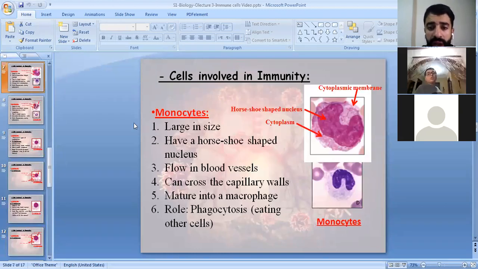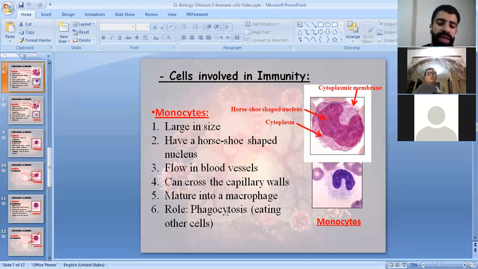You have to know that the cells involved in immunity are monocytes first. Monocytes are large in size. They have a horseshoe-shaped nucleus, as seen in this figure. They flow in the blood vessels. They can cross the capillary wall. They can move from one organ to another to fight the infections. They mature into a macrophage, meaning that they have a role in phagocytosis.